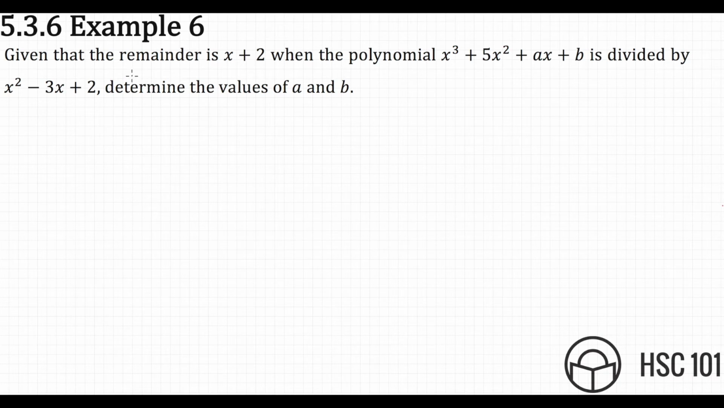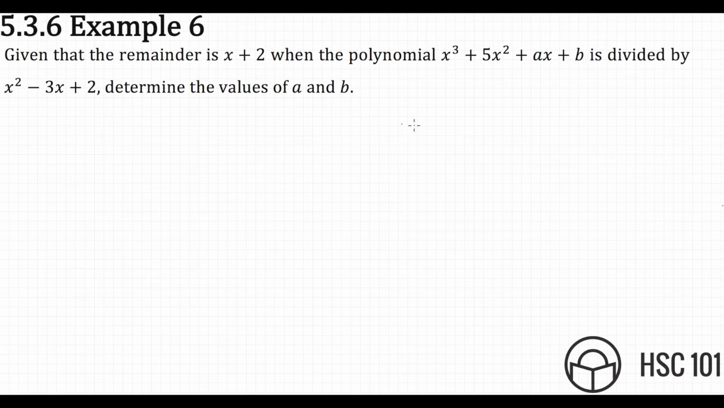Example 6. Given that the remainder is x plus 2 when the polynomial x cubed plus 5x squared plus ax plus b is divided by x squared minus 3x plus 2, we want to determine the values of a and b. So this question is actually quite tricky, and there are a number of ways of approaching it.